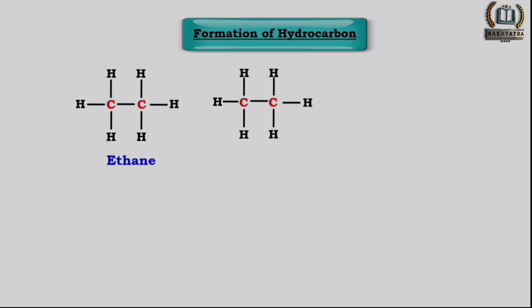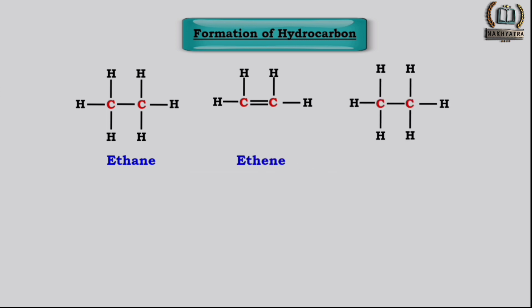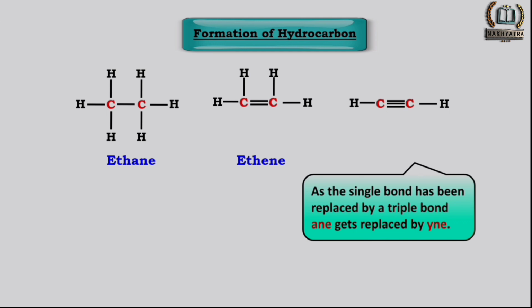In the next compound we can see that the single bond has been replaced by a double bond. So ane gets replaced by ene and therefore the compound becomes ethene. In the third structure, see that the single bond has been replaced by a triple bond. So ane gets replaced by yne and the compound will become, can you name the compound?